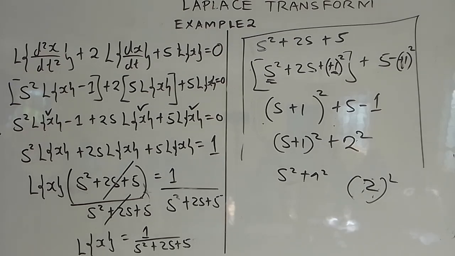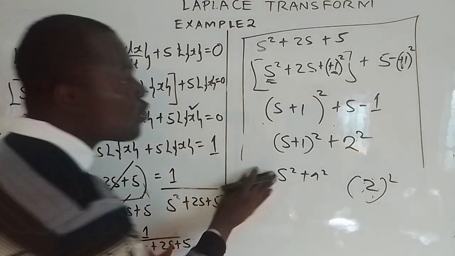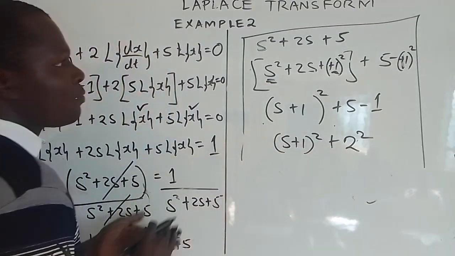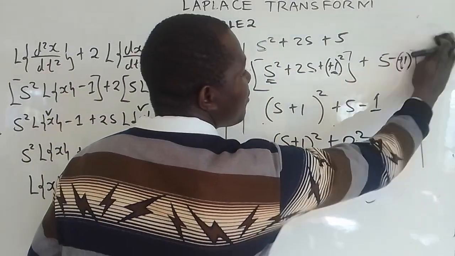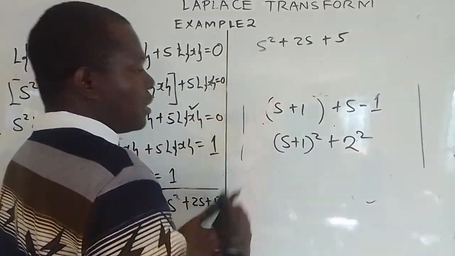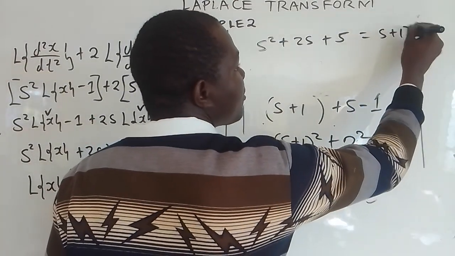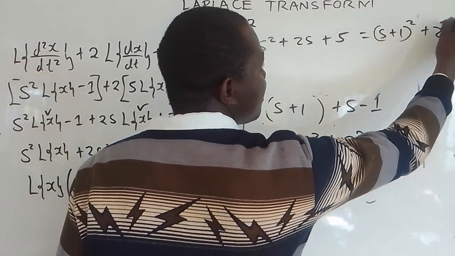Is that okay? So can you now go back here to your problem? Where there is s squared plus 2s plus 5, you put what you found. What have you found? You found it is s plus 1 squared, then plus 2 squared.